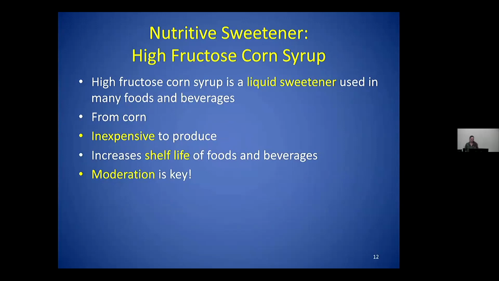It also increases the shelf life of foods and beverages, which is why a lot of people put it in things like bread, because it tends to help it last a little longer than it would without. With anything, moderation is key with high fructose corn syrup. It is in a lot of products that we consume and in high amounts. So just being mindful of how much we are consuming and what products we choose that have high fructose corn syrup in it may decrease our risk of negative health outcomes.